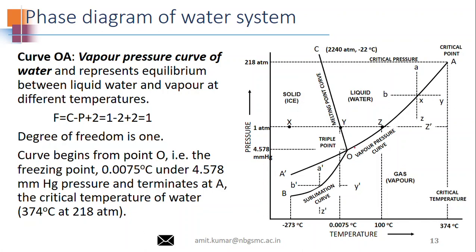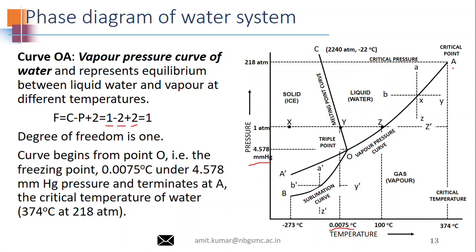Now calculating the degree of freedom on this line: we have one component, so C equals 1, and two phases, liquid and gas, plus 2. So this will be 1. That means the degree of freedom on this phase boundary OA is equal to 1, and this is a univariate system. The curve begins from point O, which is at 0.0075 degrees Celsius under 4.578 mmHg pressure, and terminates at point A, which is the critical point.